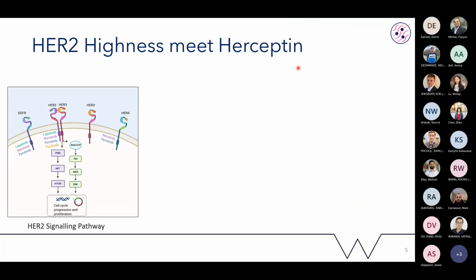What happens is this HER2 protein is expressed on the surface of cells. This is the cell membrane, and then you can see this protein being expressed on the surface of a cell.